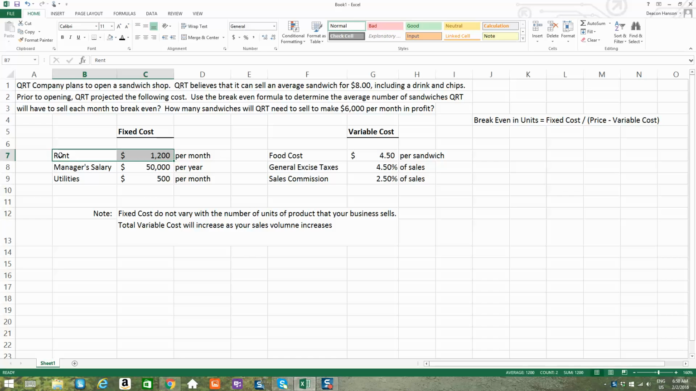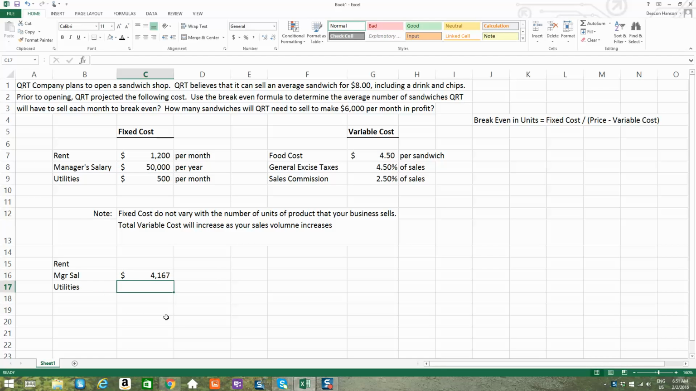So we got rent, manager's salary and utilities. So the manager's salary would be equal to 50,000 divided by 12 months. So that's roughly 4,167 per month. Okay, and then we're gonna include the rent, and we will include 500 per month in utilities.